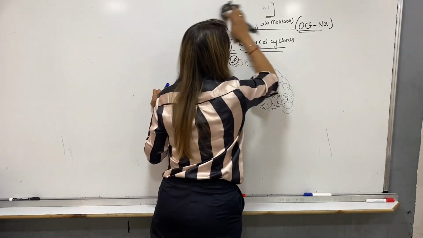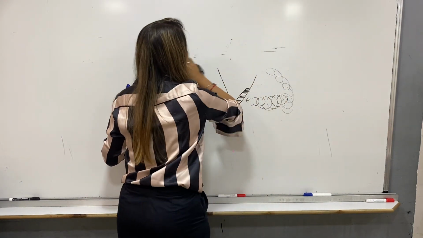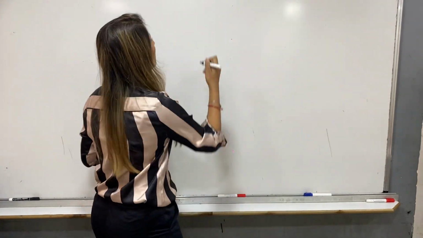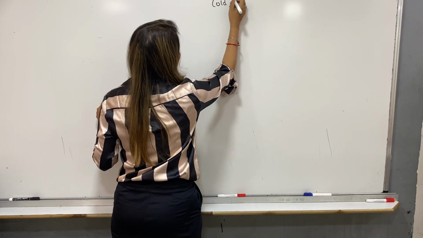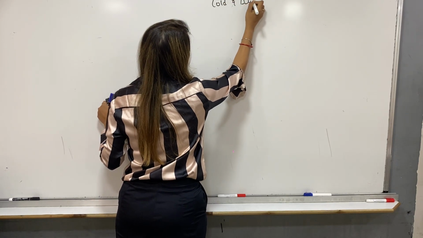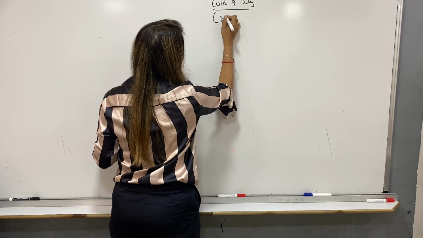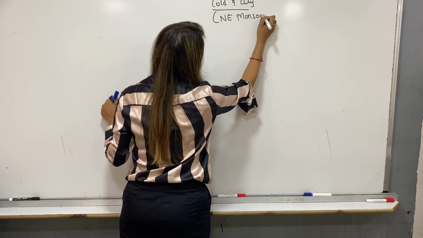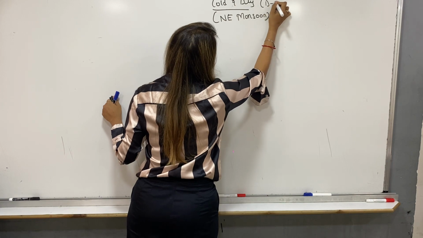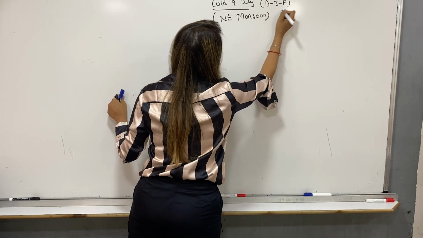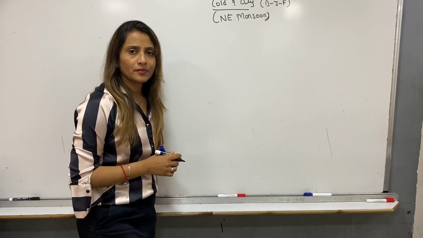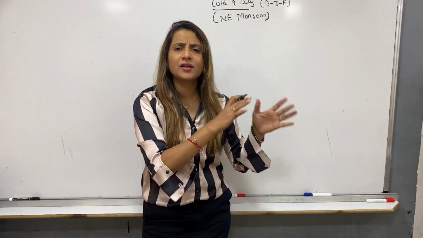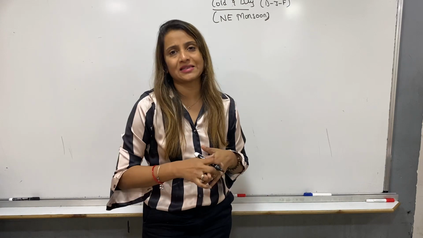So this was your third season, and now the last season we have is cold and dry, which is also called the season of northeast monsoon. The months are December, January and February. Now what causes this season? We have done in every season what causes this season.